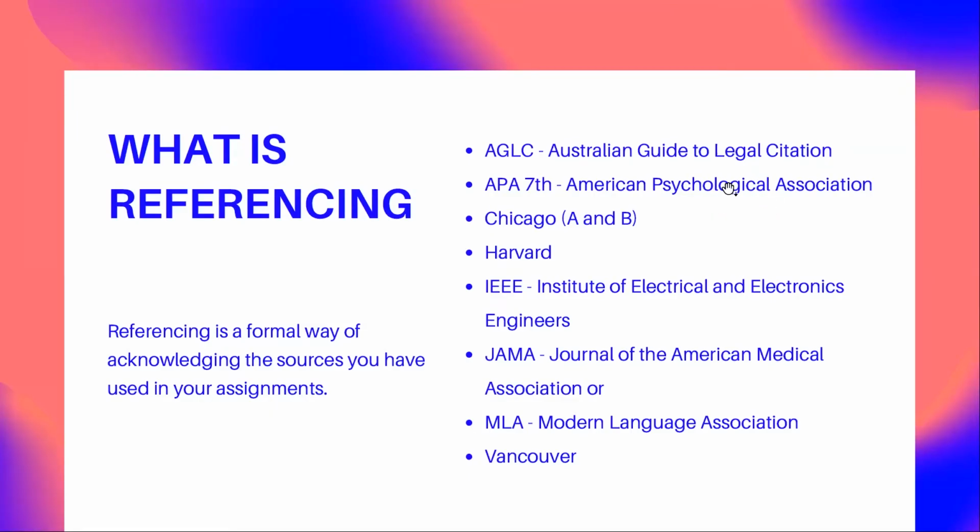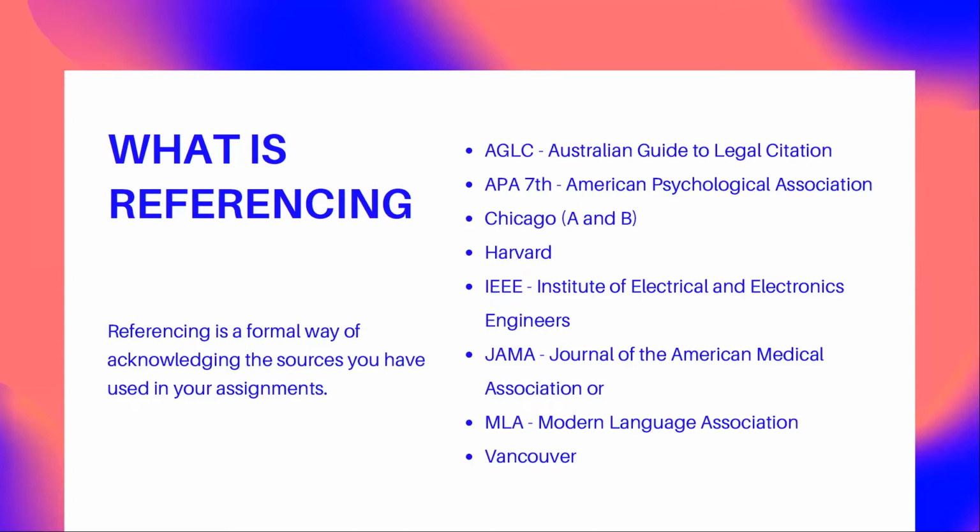So what is referencing? Referencing or citing is a formal way of acknowledging the sources you have used in your research assignments. Using others' work, ideas, data without appropriate citation is considered plagiarism and academic misconduct. At the University of Newcastle, we have a few referencing styles, and they are listed here.